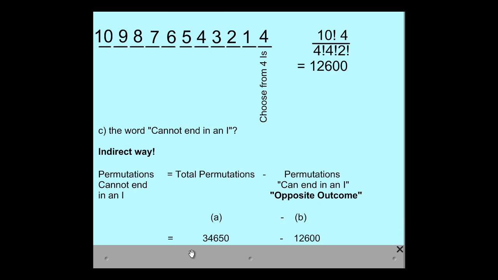So from part A, we learned that the total permutations of Mississippi's letters is 34,650, and in part B, we found that if it does end in an I, it's 12,600. When you subtract those two, you end up getting what part C requires. It cannot end in an I, and that answer is 22,050 ways.